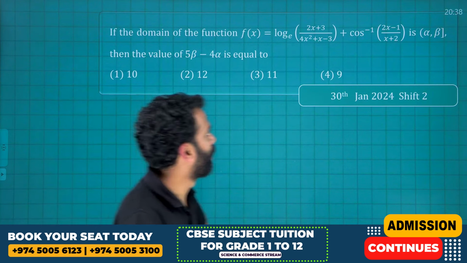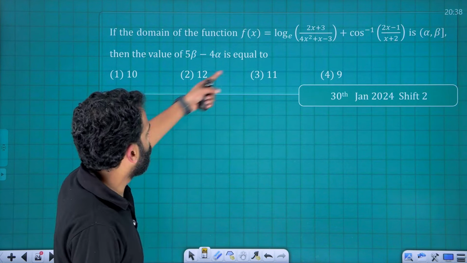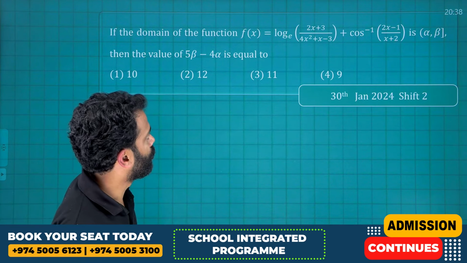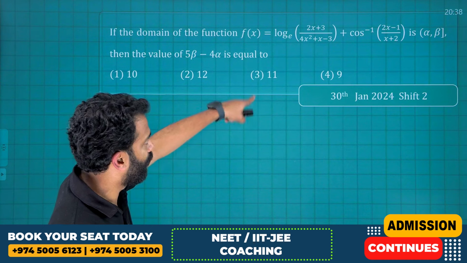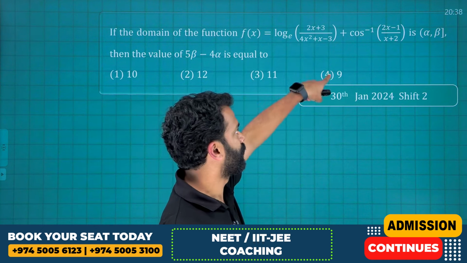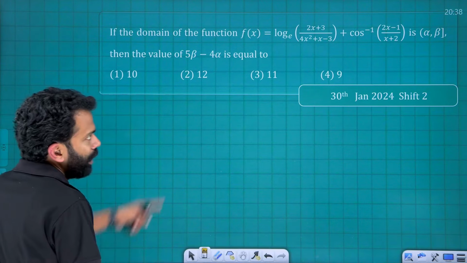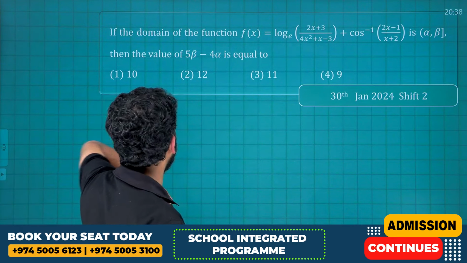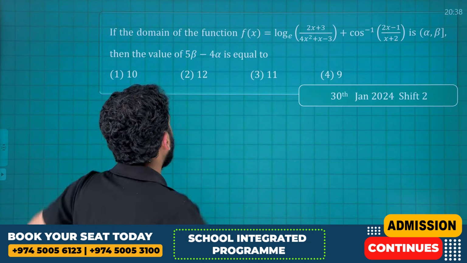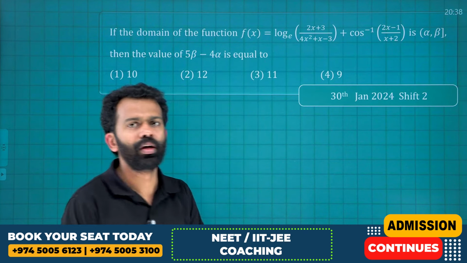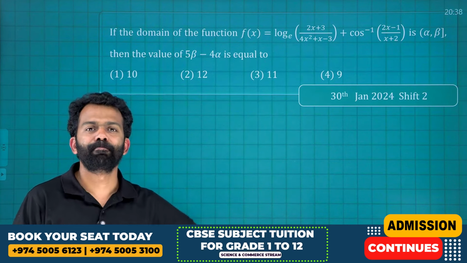Another question from domain. If the domain of the function f of x equals log of (2x plus 3) divided by (4x squared plus x minus 3), plus cos inverse of (2x minus 1) divided by (x plus 2), is the interval open alpha to closed beta, then you need to find the value of 5 beta minus 4 alpha. How are you going to find the value of that?